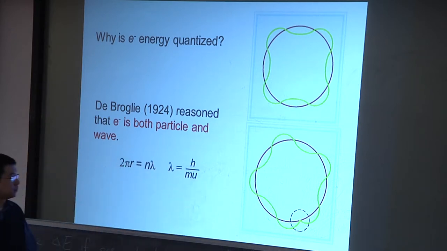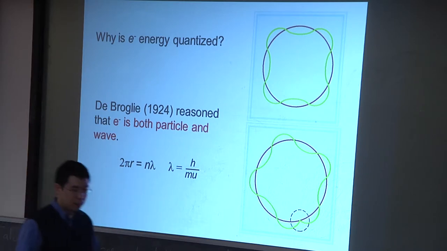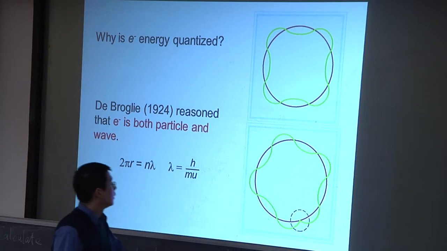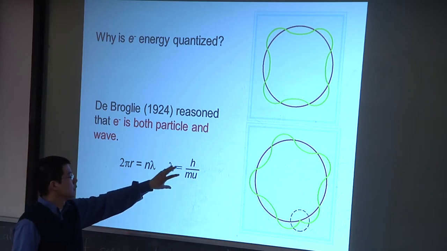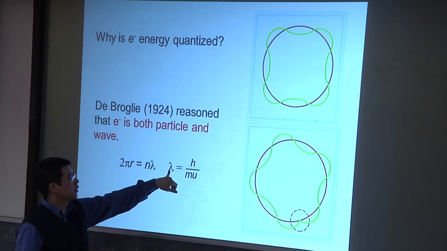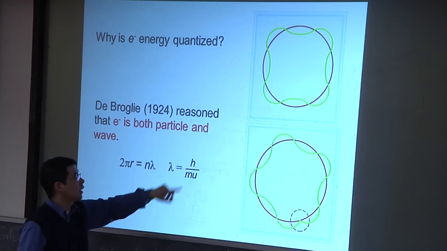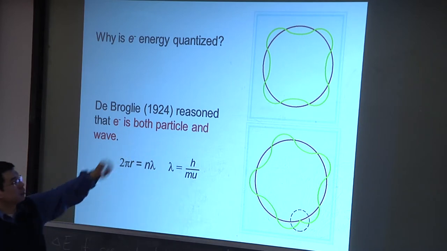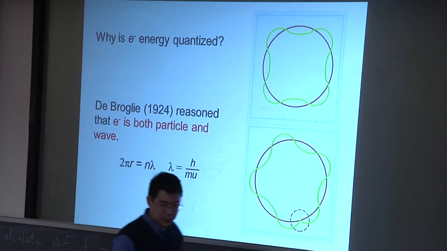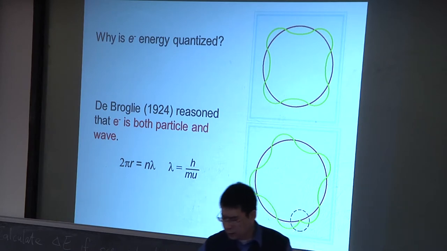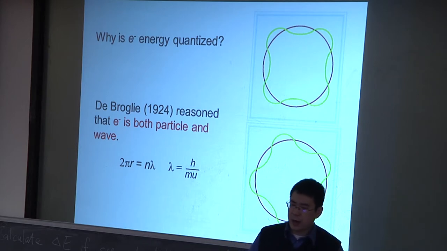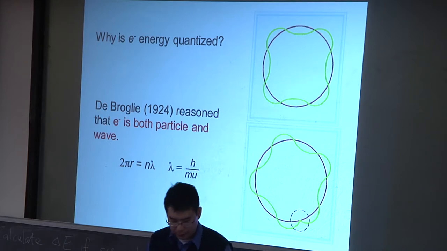And so he set forth a bunch of equations that give rise to basically this here. The wavelength of the standing wave must equal h, which is Planck's constant, divided by m, which is the mass of the particle in kilograms, times its speed. And de Broglie reasoned that, okay, electrons can have a wavelength associated with them. And actually, any kind of matter can have a wavelength associated with it.